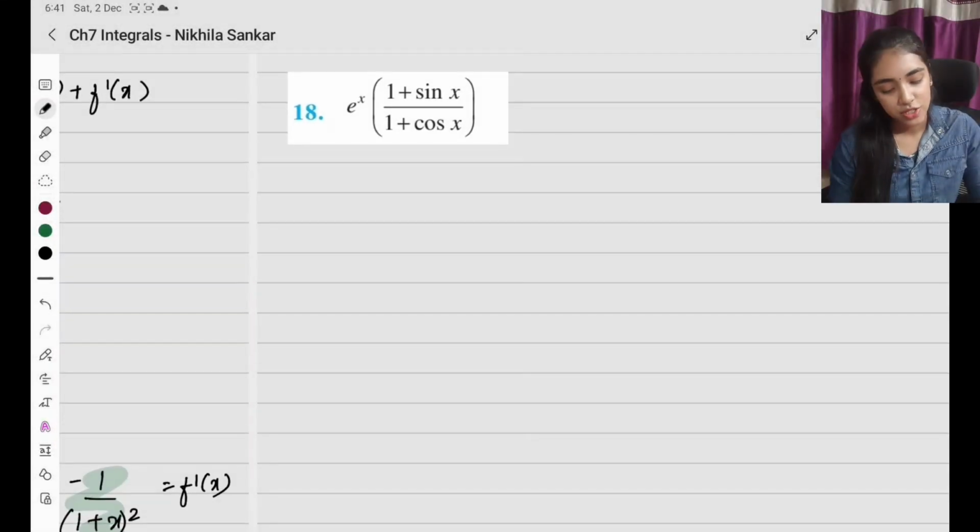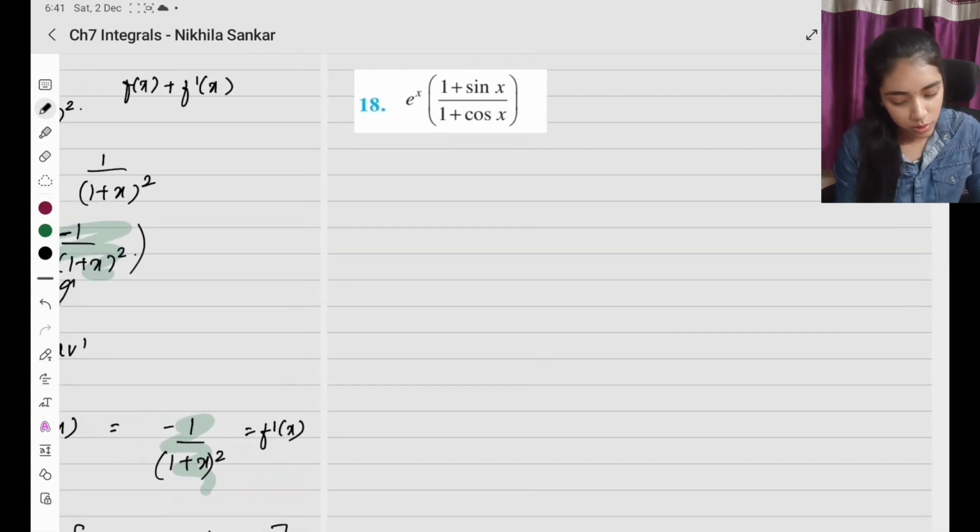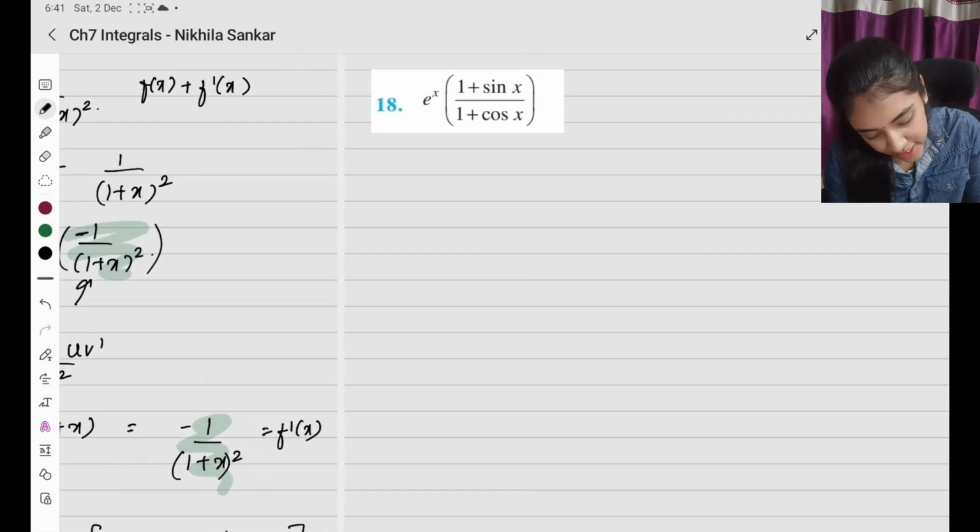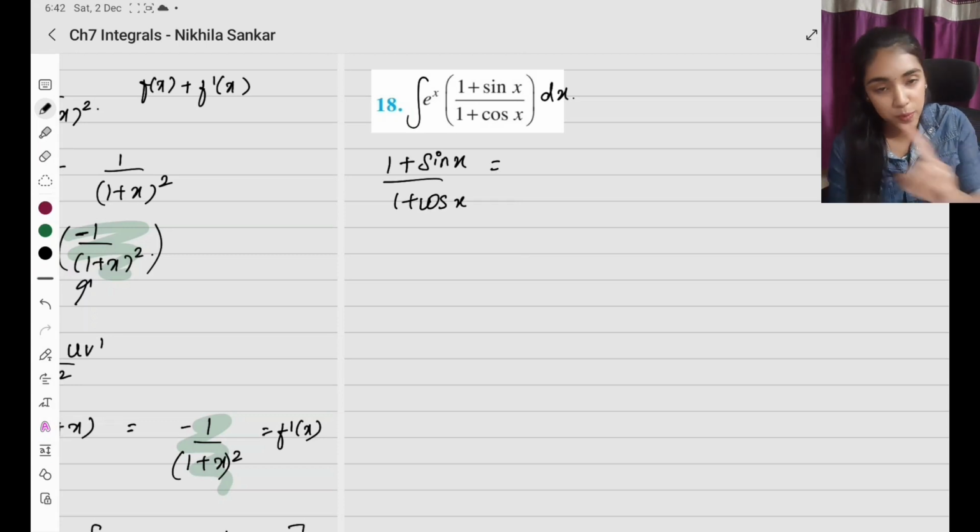Question number 18. Here also we are going to use a small trick. What are we going to do? I have e to the x times, so this is my integral, times dx. So now what is our function? It is 1 plus sin x divided by 1 plus cos x. How can I split this in terms of f of x plus f dash of x?